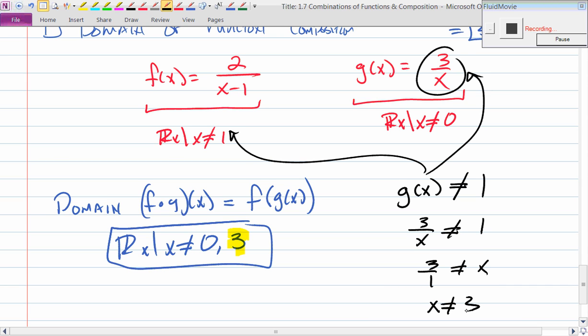So that's how I did it, right? I said 3 over x cannot be a 1. So I solved this little tiny equation over here, and I say that x can't be 3. So my answer is all real numbers x such that x can't be 0 or 3.